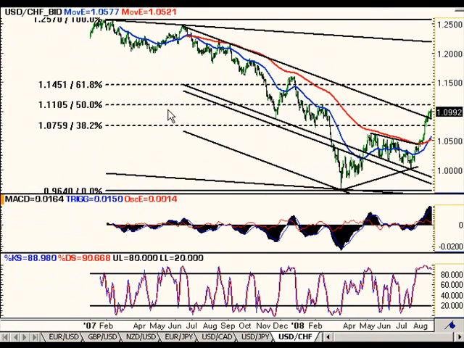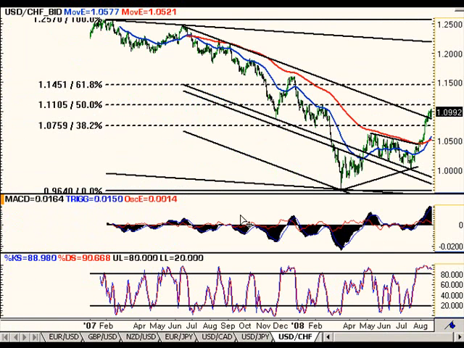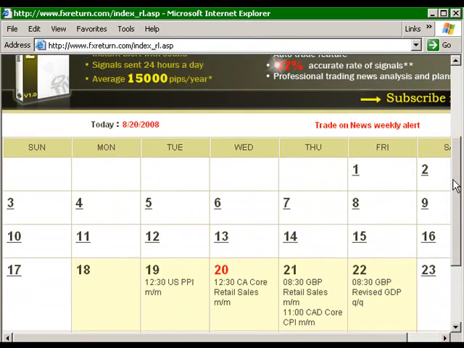So that 111.05 is the key level, as it looks like with the MACD still trading above the trigger at 164 over 150. With the stochastic still above the 80 level, it looks like we may reach out to this 111.05 level.